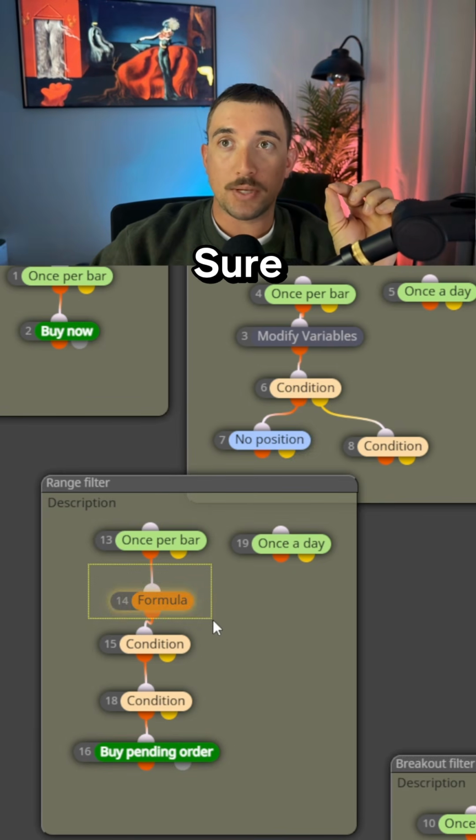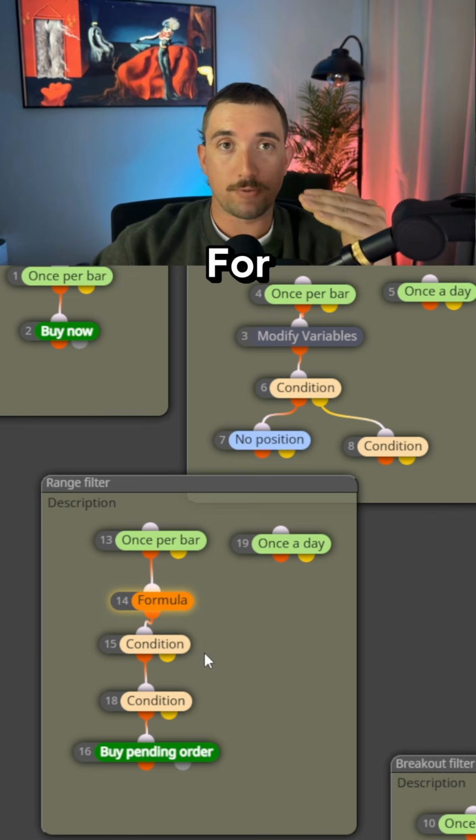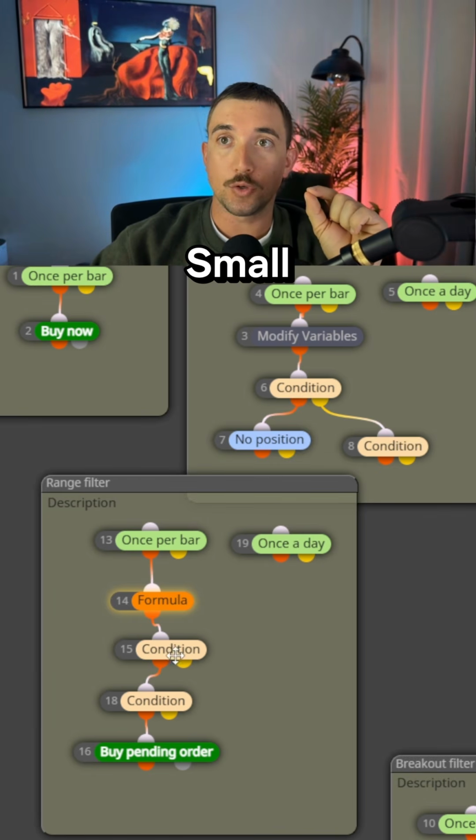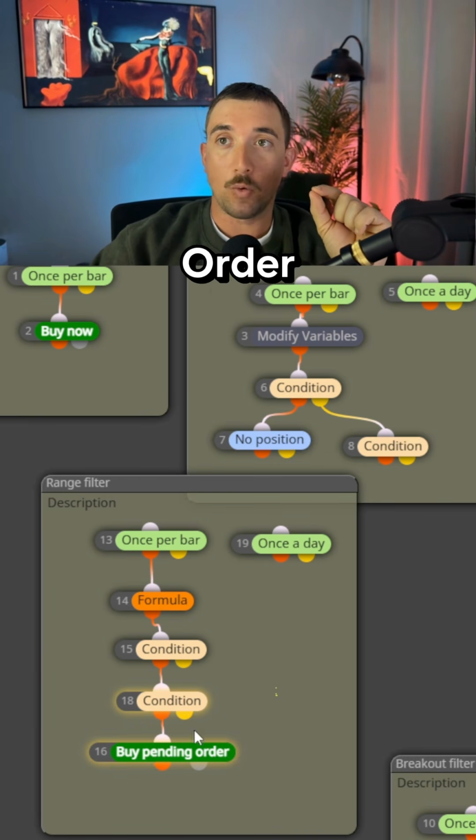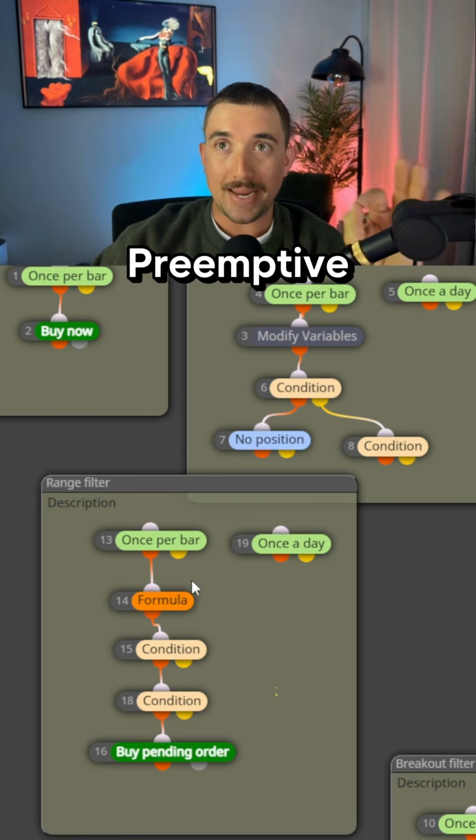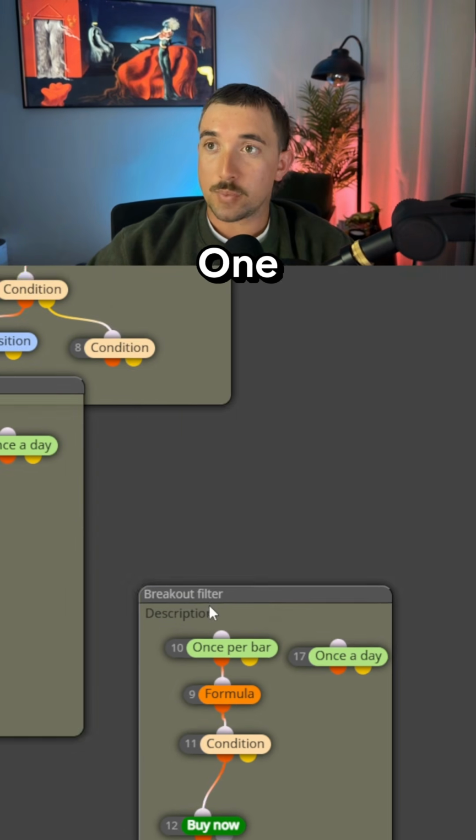So we're measuring to make sure that the range is of suitable size for a breakout. We're making sure that the range isn't too small. And then we're placing a pending order at the high of the range, ready for the preemptive breakout of that session. This one is a breakout filter.